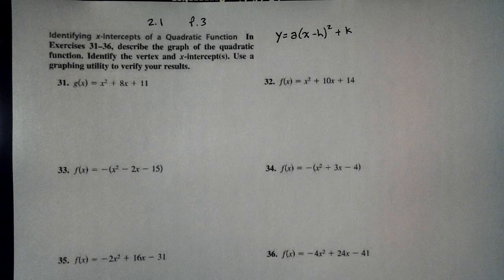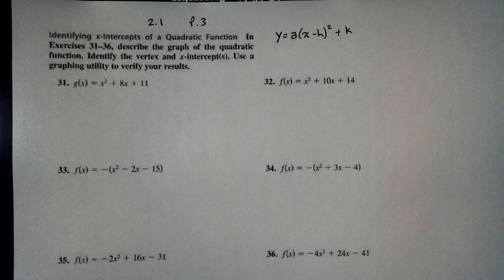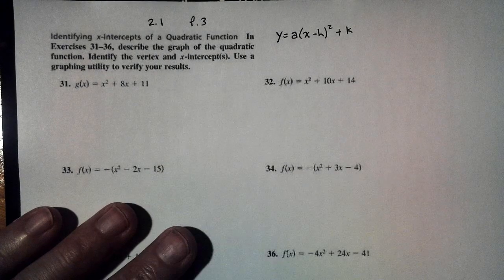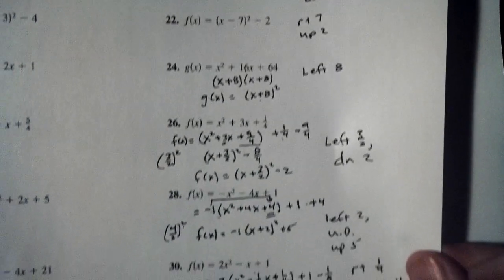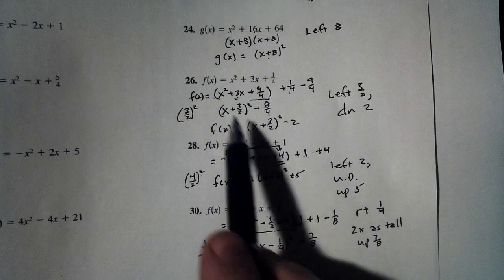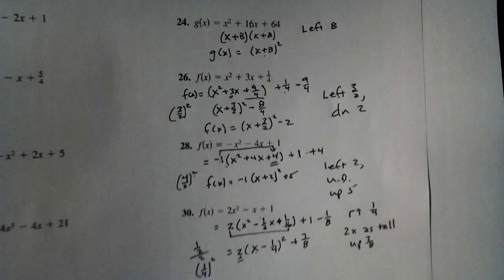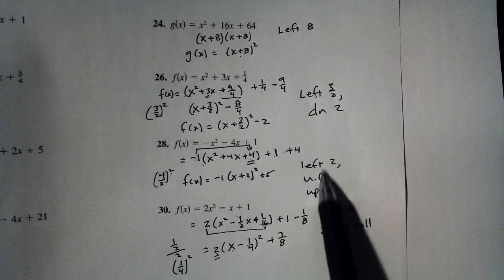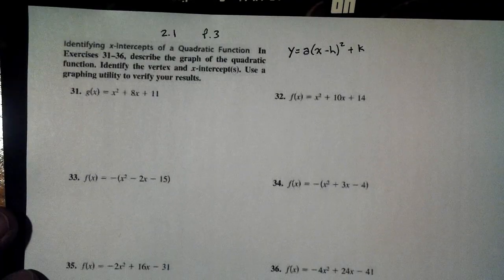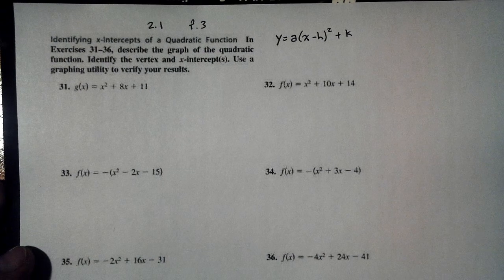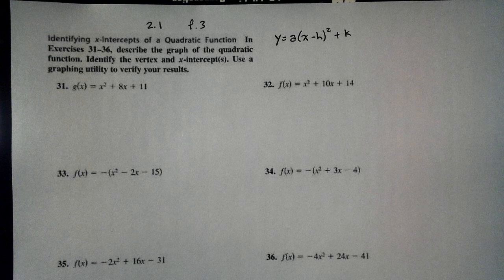Welcome back. Here's page 3 of 2.1. Let's get started. Describe the graph, much like what we were just doing back here, where ultimately we ended up doing what's referred to as completing the square, so we could find the vertex and give a description of the graph. But we're also supposed to find the x-intercepts, so that's where the graph crosses through the x-axis.